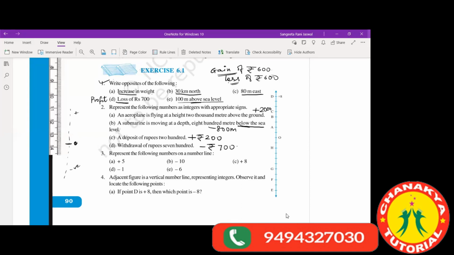Okay, so see children, now question number 4. Adjacent figure means this figure on the right side. You can see this standing number line here. So this is a vertical number line representing integers. Observe it and locate the following points. At point D, if point D is -8, then which point is -8? This is point D here. Can you see the number line?